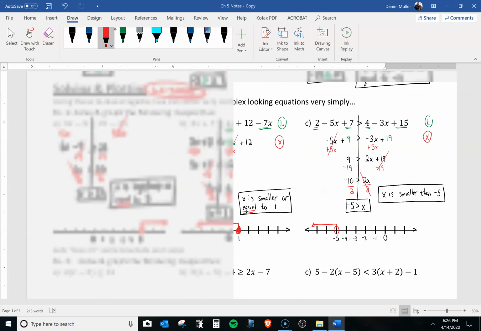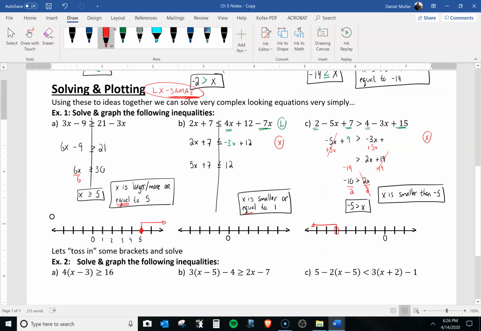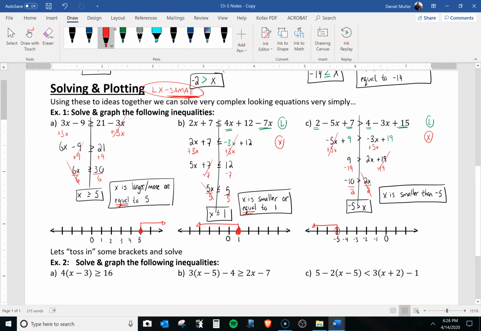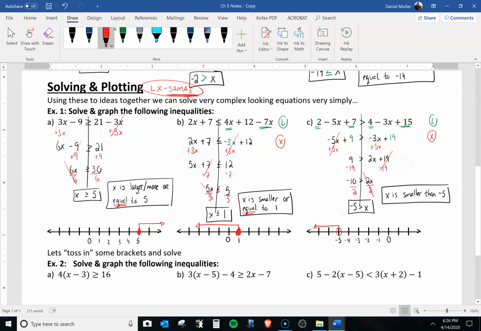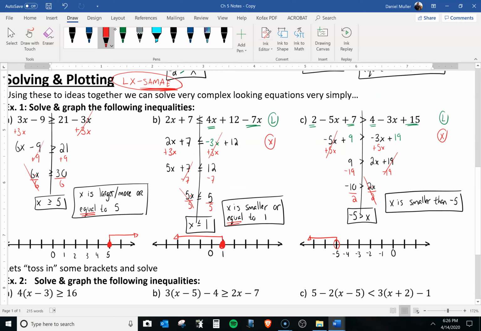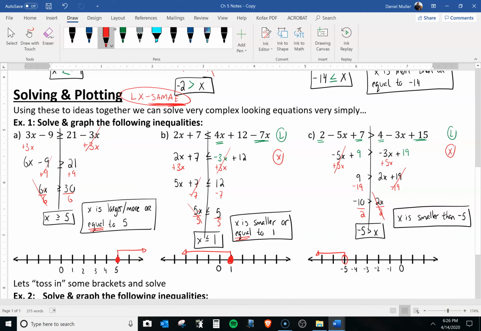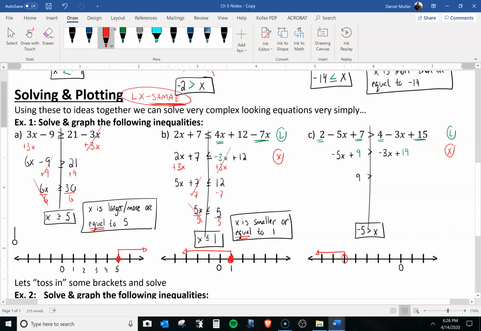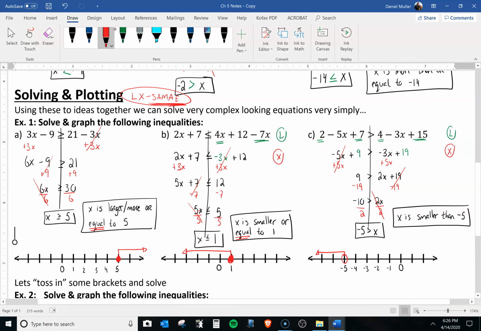I'll just zoom out so you can take a look at all of these and make any notes that you might need. Remember backwards BEDMAS, but only after you've done like terms and getting the x's over on one side. We will do brackets in the next example.